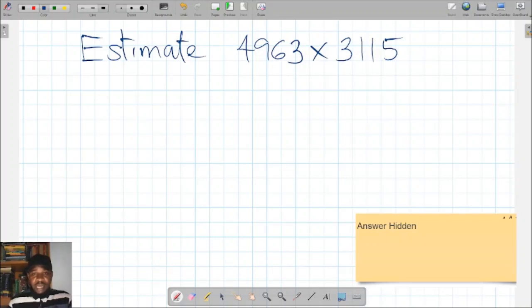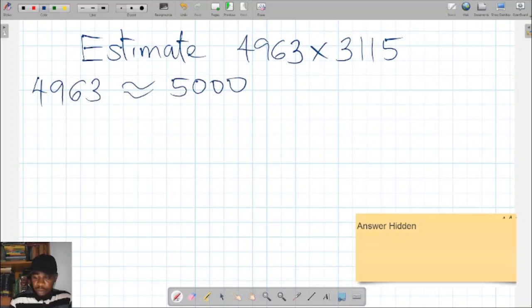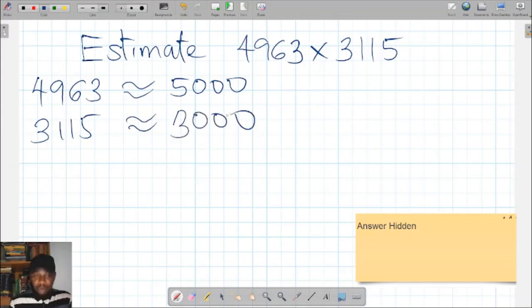This question says, estimate 4,963 multiplied by 3,115. Now this is a huge number to work with, and if you're not such a good multiplier of numbers, then it will probably take you like 3 minutes, 5 minutes to do this on paper if you don't have a calculator. But estimation helps you out, and you can get it in less than 10 seconds. Let's see how it goes. I'm going to use thousands as the place value I'm rounding off to right now. So 4,963 is between 4,000 and 5,000, and it is closer to 5,000. 3,115 is between 3,000 and 4,000, and to the nearest 1,000, it is closer to 3,000.